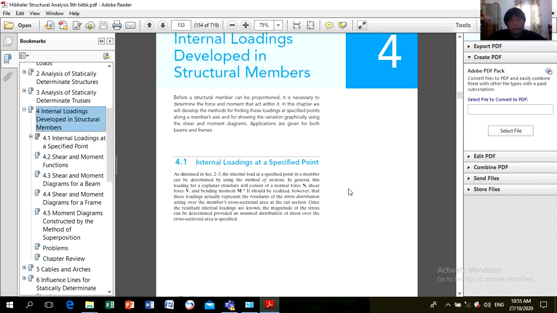So before a structural member can be proportioned, it is necessary to determine the force and moment that act within it. In this chapter, we will develop the methods for finding those loadings at specified points along the member's axis and for showing the variation graphically using the shear and moment diagram. So maybe we will cut this video because it may take long to cover all of this in one presentation. I will try my best, and I will cut it into separate videos maybe.